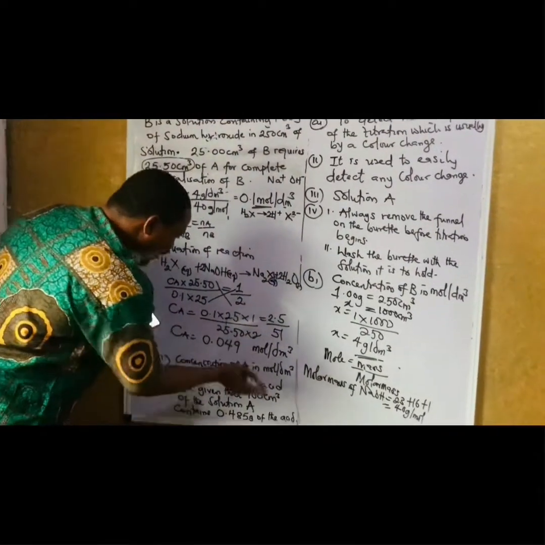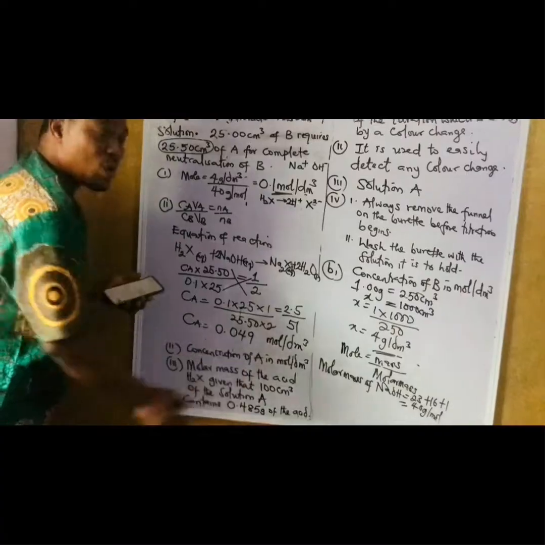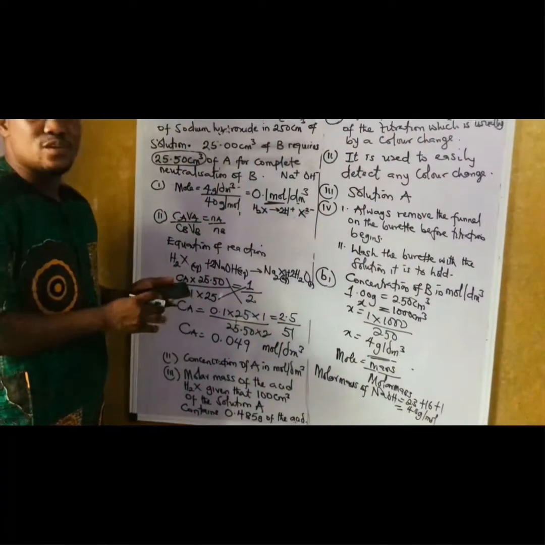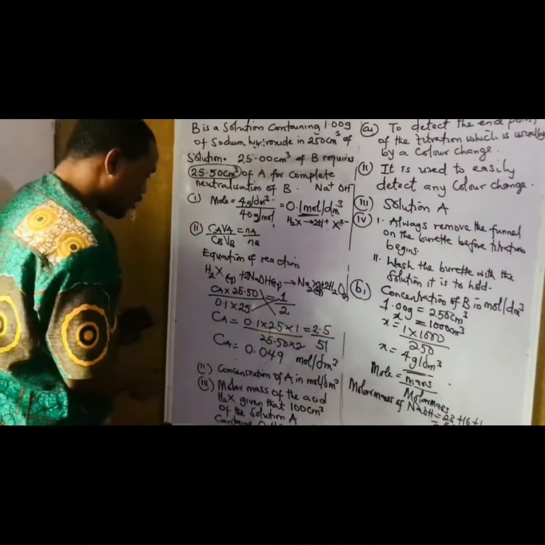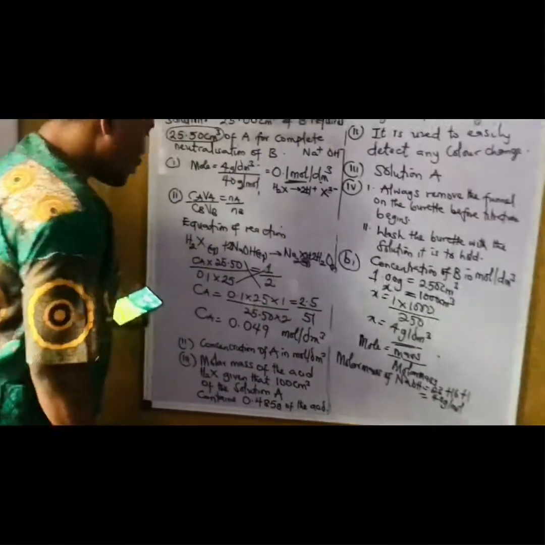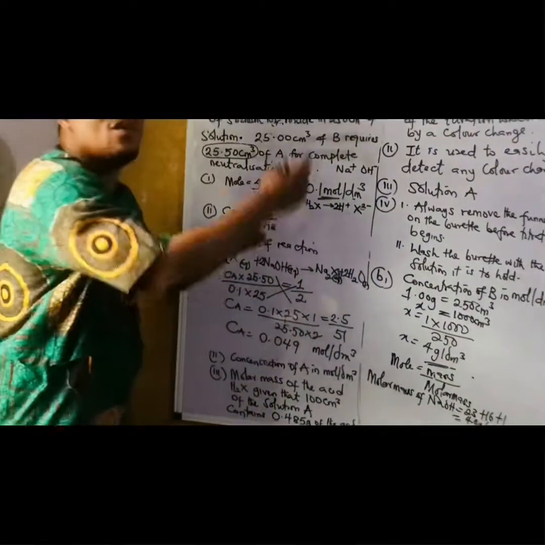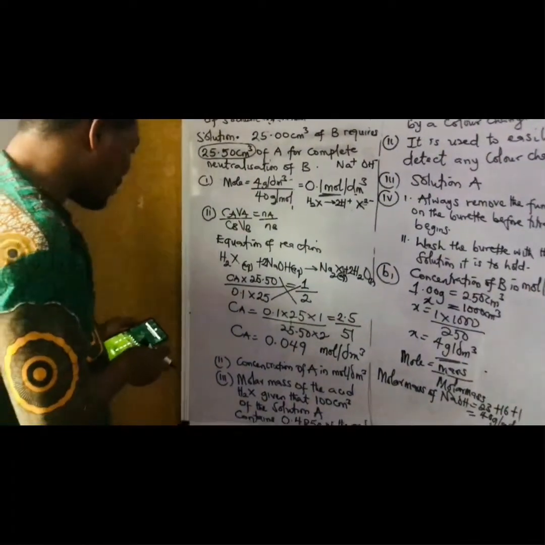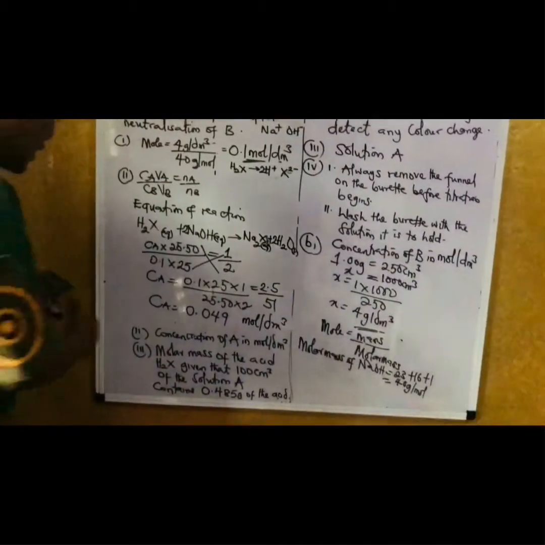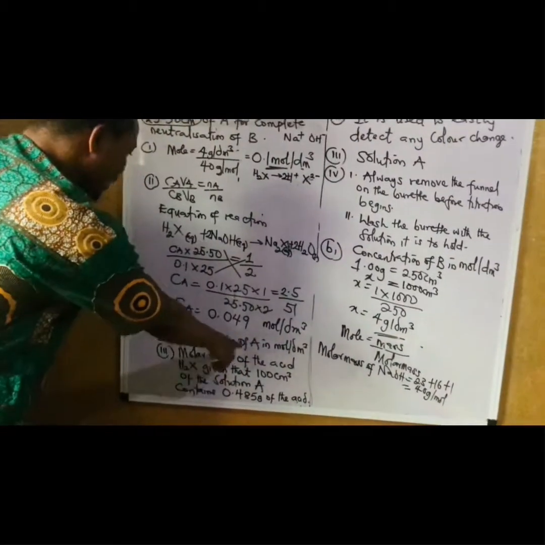Well, I love it like this because the rule is to give 3 decimal places. So 3 decimal places is fine. Mole per dm cube. So if you punch your calculator, you are going to get this. If you still want to put your 0, fine, you are still okay. So that is that. Concentration of A in mole per dm cube is sorted. You can see we have sorted this.